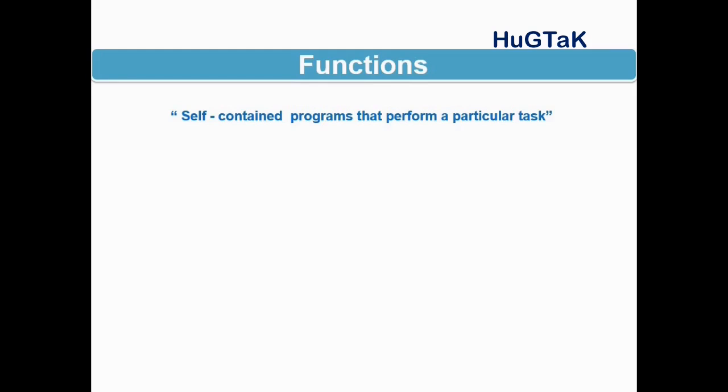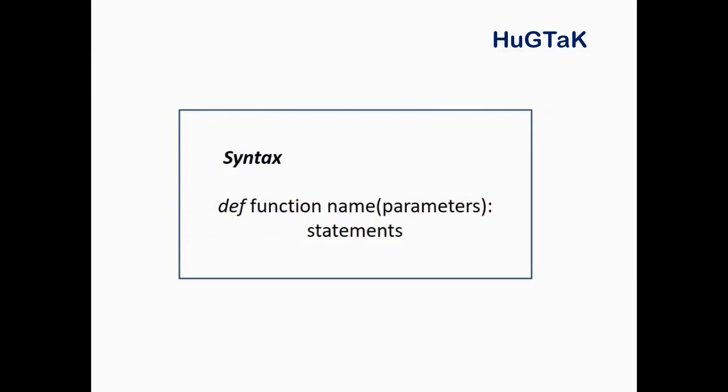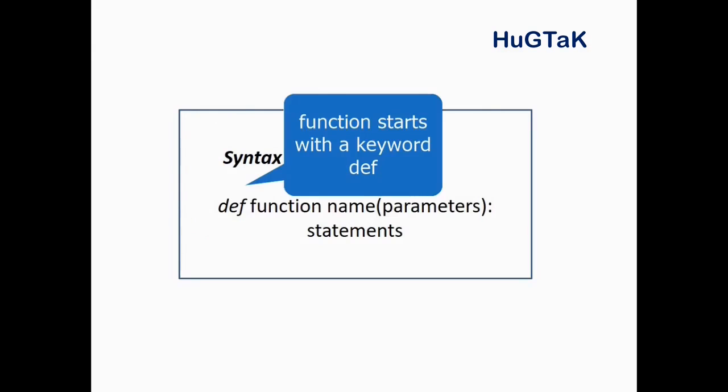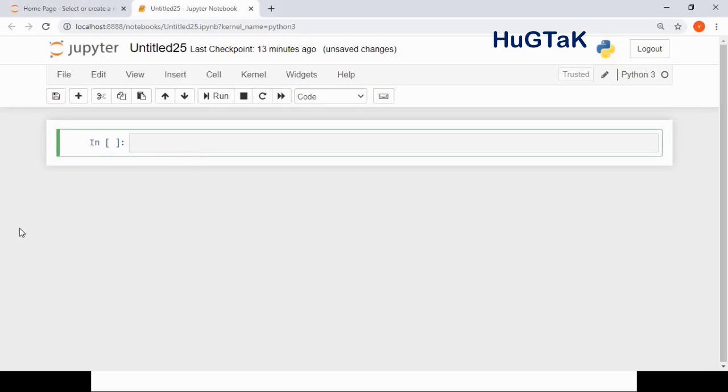So let's see how it works. First, let's have a look at the syntax: define, function name and parameters, and below that, statements. The parameters can be anything, and the function can be with or without parameters, and we'll deal with all these things once we come to Jupyter Notebook. We have already seen the syntax for defining a function, and a function definition can be given in 4 different types. Let's deal with that one by one.